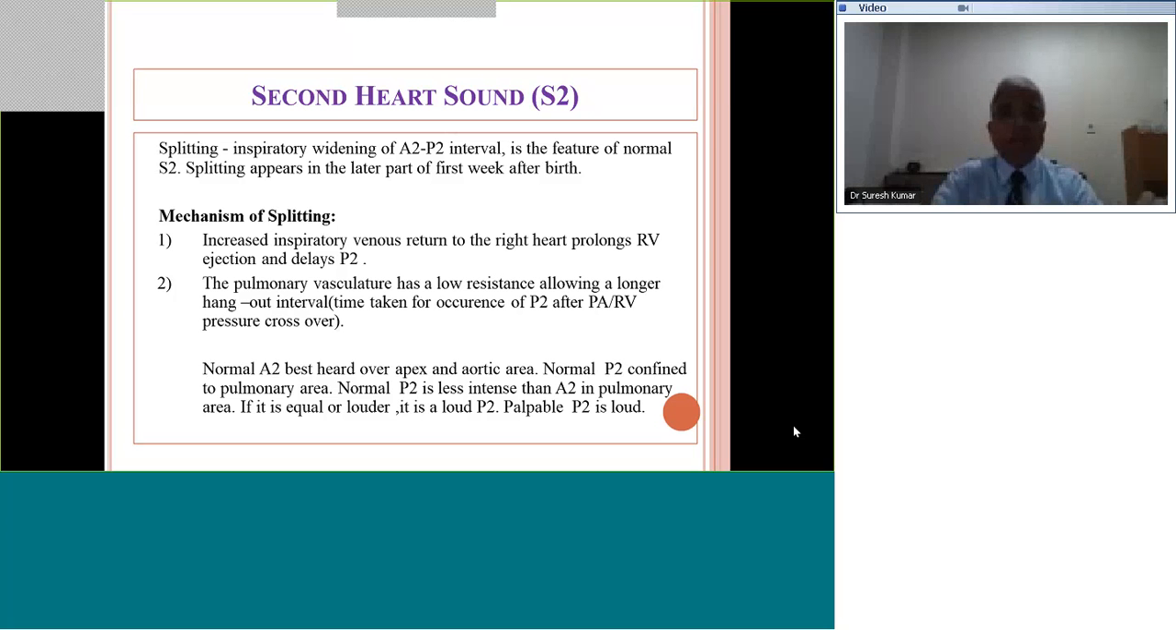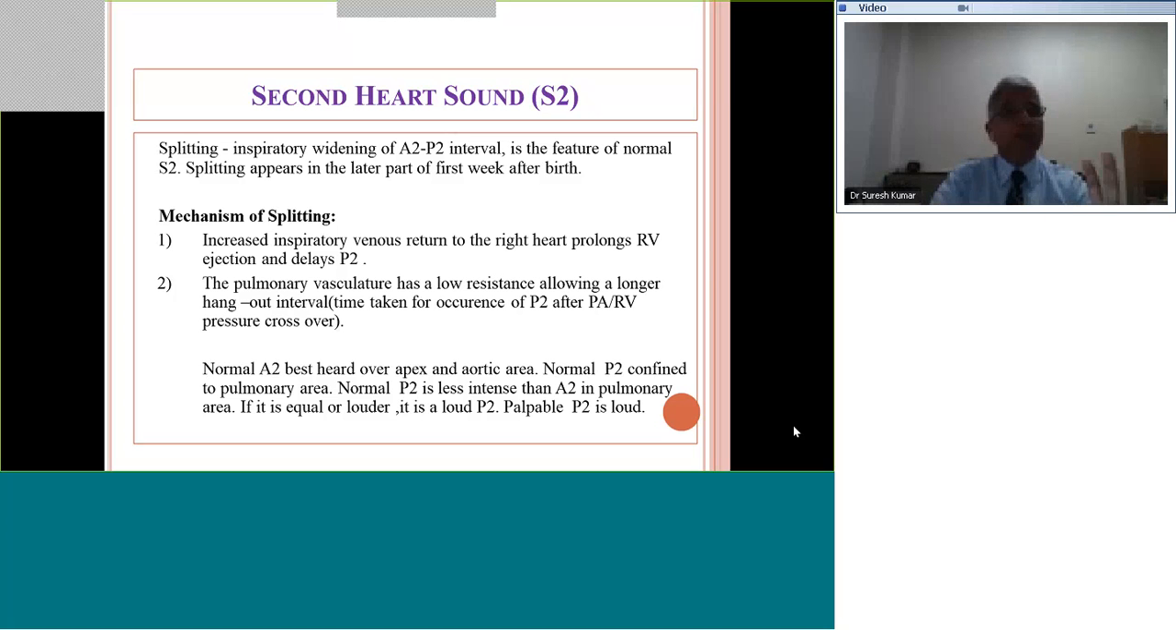And the normal A2 is best heard over the apex beat and the aortic area. The normal P2 is confined to the pulmonary area. The normal P2 is less intense than the A2 in the pulmonary area. If the P2 appears to you that it is equal or louder than A2, it's a loud P2. And a palpable P2 is always a loud P2. So these are some of the caveats with which you approach the heart sounds.